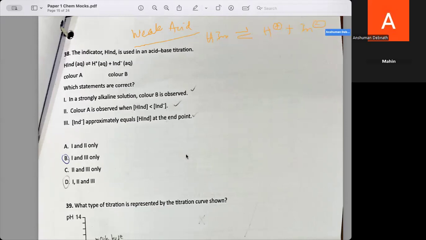But what's the most God-gifted thing they're having? The undissociated state and the dissociated state, they both will be having different colors, right? Is it clear to you? Did you get this thing? See, this color A, this color B. Agreed. This is clear to you, right? Color A and color B. Understood. Now, next is what?